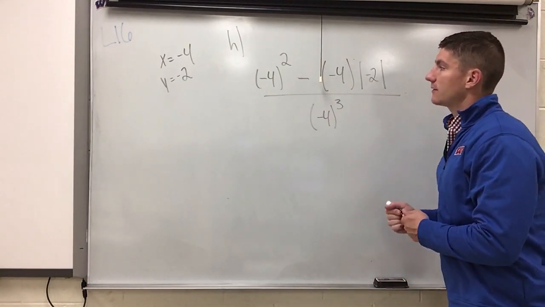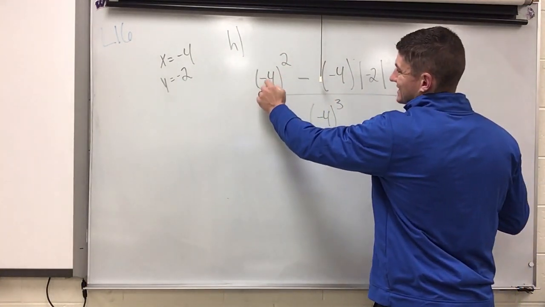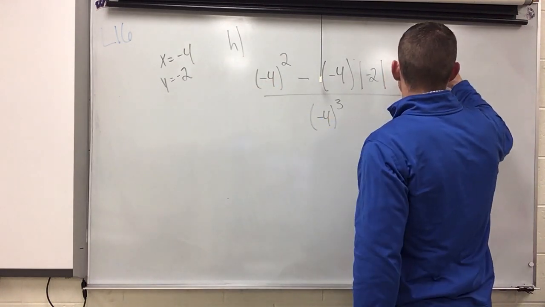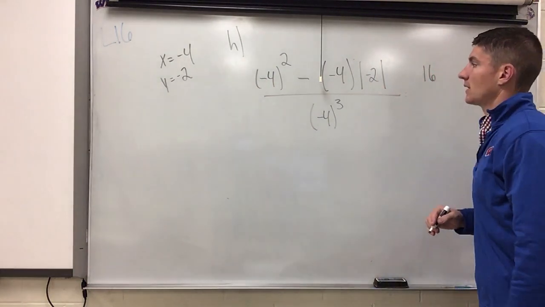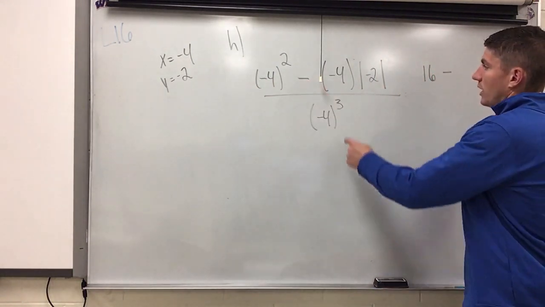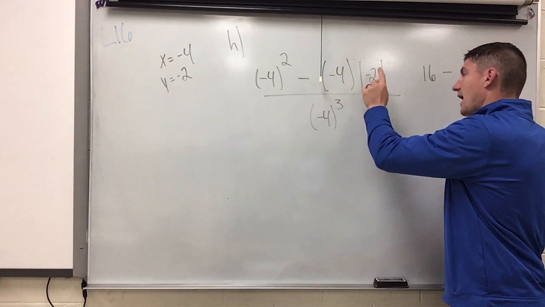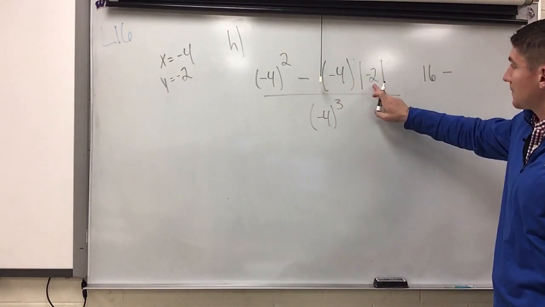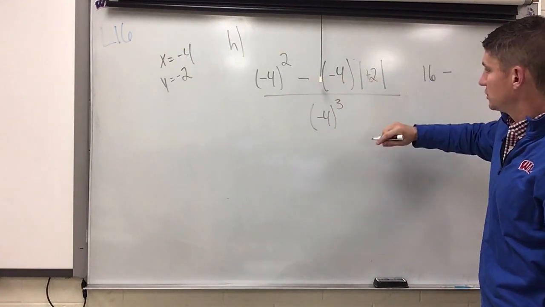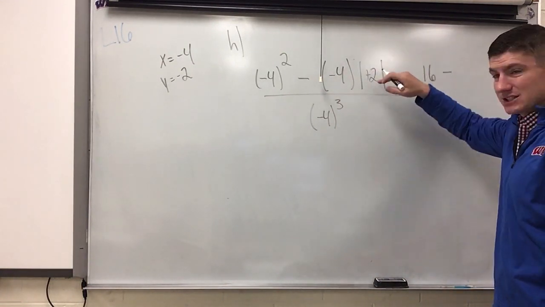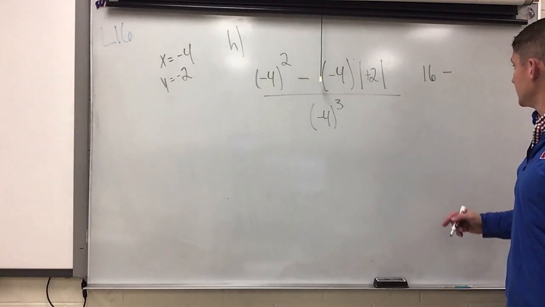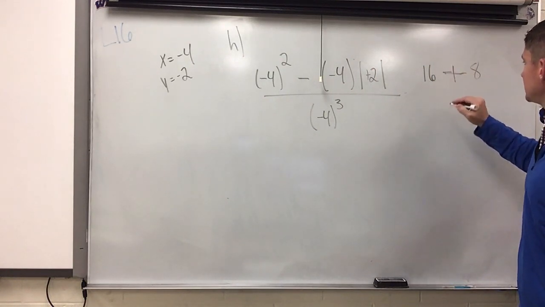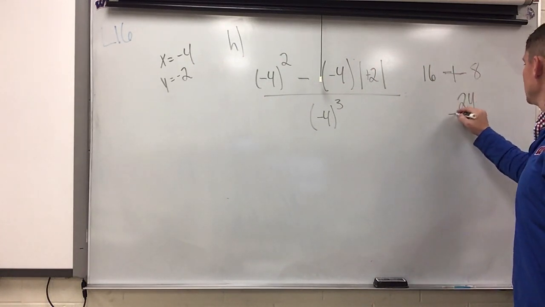Here I've got -4 squared, which means -4, the negative inside the parentheses, is included. -4 times -4 is going to give me positive 16. That's going to subtract the value of what I have here, -4 times the absolute value of -2. So I know that this is a positive 2. Change this to a positive 2. I've got -4 times positive 2, which is still going to be negative because I have one negative. That's -8. Two negatives turn into a positive. 16 plus 8 is going to give me 24 in my numerator.